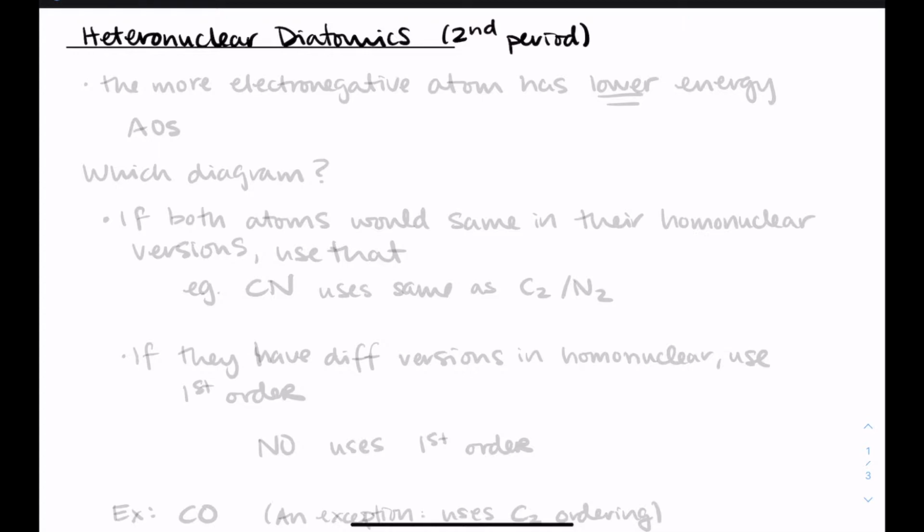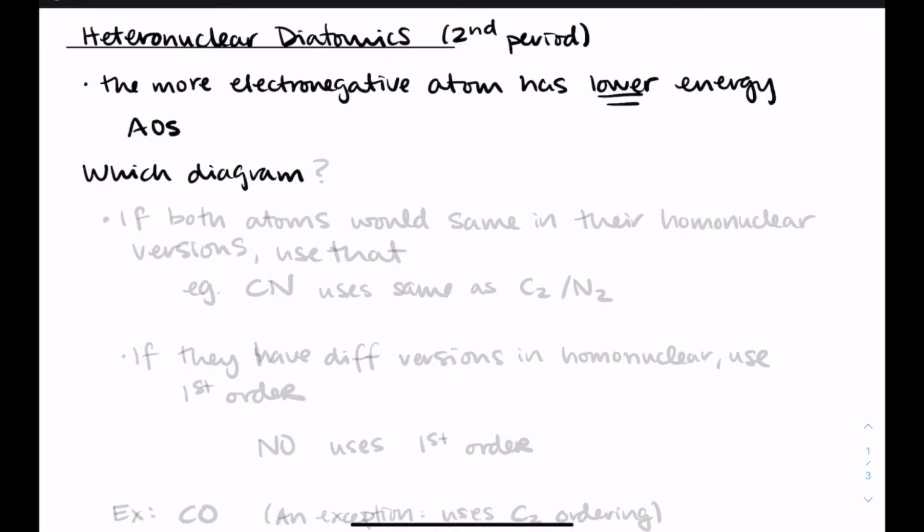When we are putting together our MO correlation diagram and our pictures, the things that we need to think about are now also including the energies of the atomic orbitals. So when we put them on the diagram, the more electronegative atom has lower energy atomic orbitals. We will also have to choose whether or not we use a first order diagram or a second order.